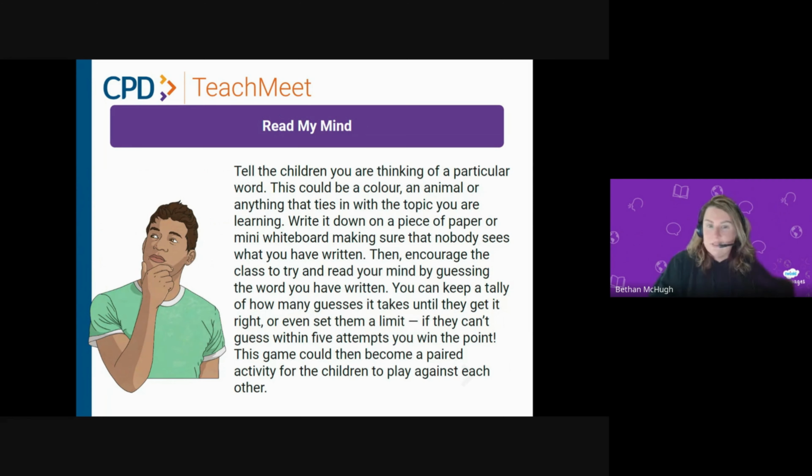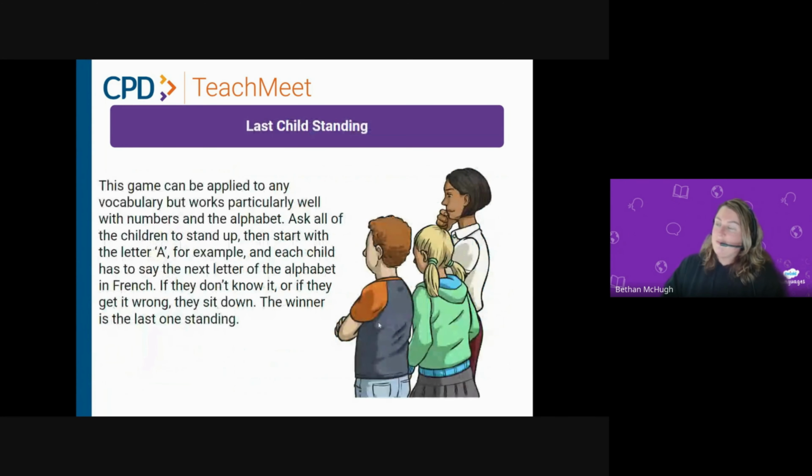Then encourage them to read the mind and guess what they've done. You can play this as a sort of beat the teacher, that they've got 5 guesses. If they haven't guessed it in 5 guesses, you win the point. Or they could play it against each other. Last child standing, be quite fun. Any vocab, but it works really well with numbers and the alphabet.